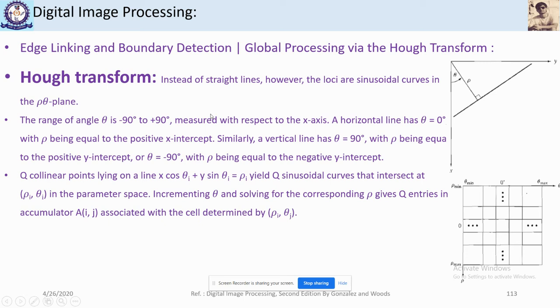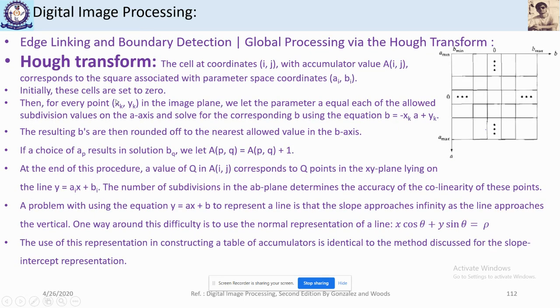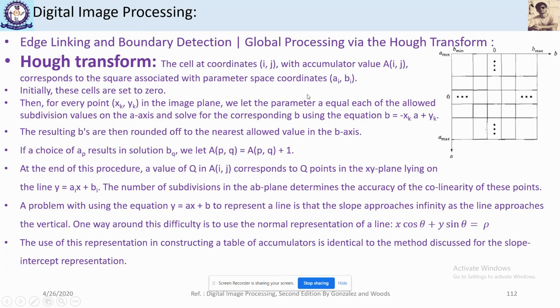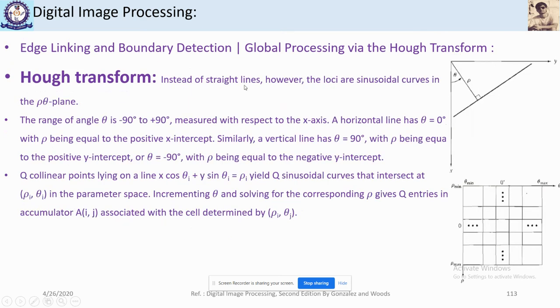So what difference will we get from the previous parameter plane? In the previous plane, corresponding to each point we had a straight line in the parameter plane. Here, instead of straight lines, the loci are sinusoidal curves in the rho theta plane. So here we have a parameter plane, that is the rho theta plane. In the rho theta plane we will not get straight lines, we will get sinusoidal curves in the parameter plane corresponding to each point in the xy plane.